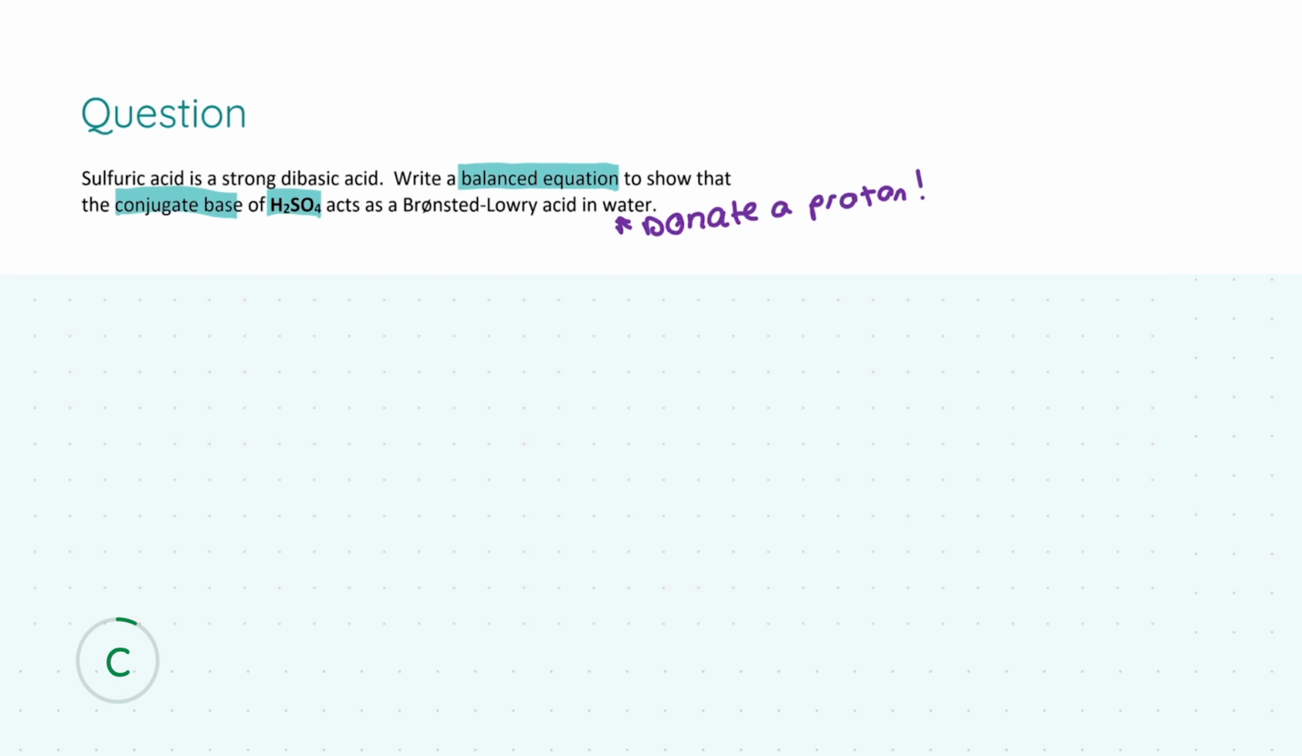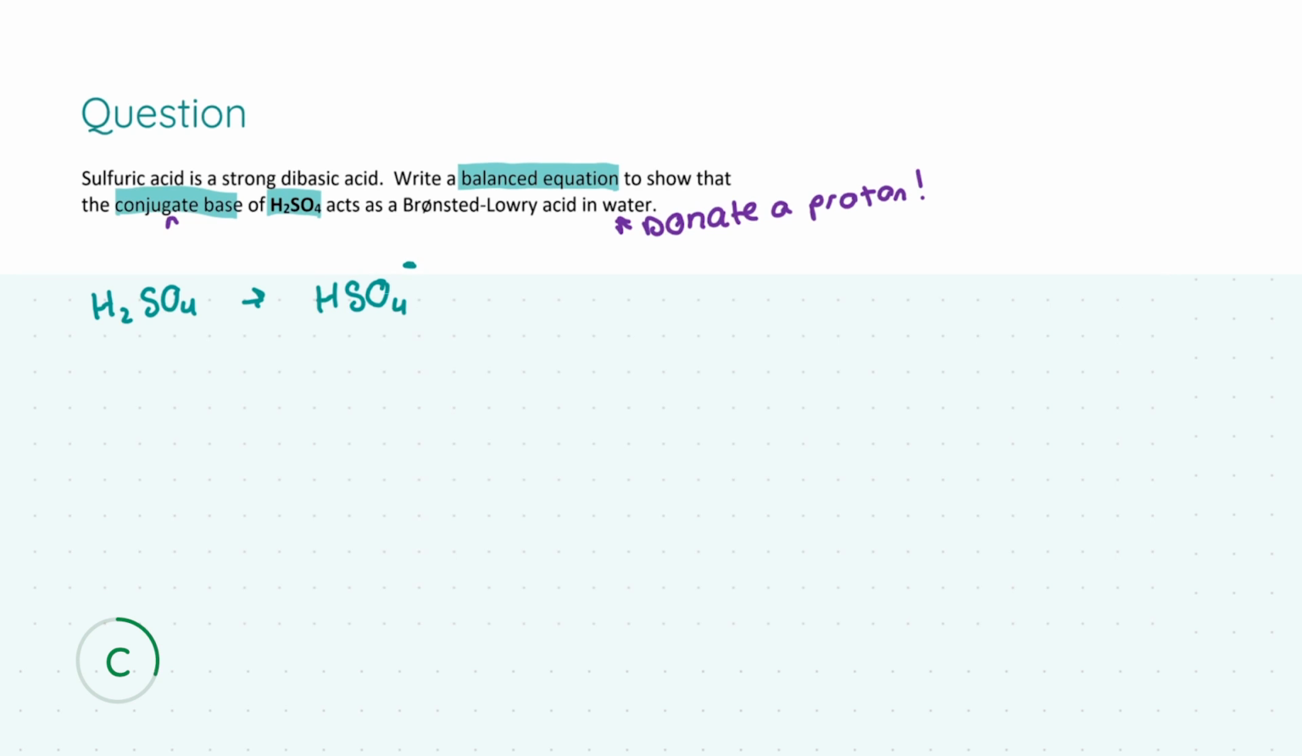Okay, so it asks us to show that the conjugate base of H2SO4. So let's see. What is the conjugate base of H2SO4? If it's asking us for a conjugate base, H2SO4 is an acid. We know it is because we're told that it's sulfuric acid. So if it's an acid and it wants to become its conjugate base, what does that have to do? It has to donate a proton or get rid of a proton, okay? So if it gets rid of a proton, we're going to be left with H, only one H, SO4, and it's going to have a negative charge because it's just lost a H plus ion. So that is the conjugate base of H2SO4.